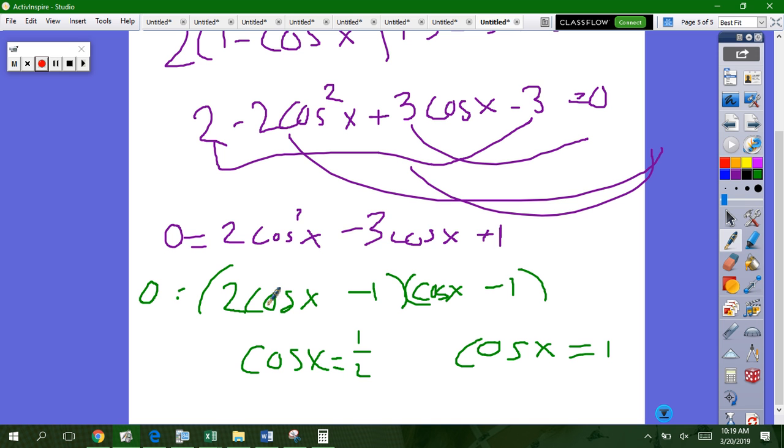Let's check. 2 cosine times cosine is 2 cosine squared. 2 cosine times -1 is 2 cosine of x. Minus cosine of x, that's -3. So far, and then -1 times -1 is, all right, are we good there? Does everybody understand how I went from here to here, though? Because basically I was setting each of those equal to 0.